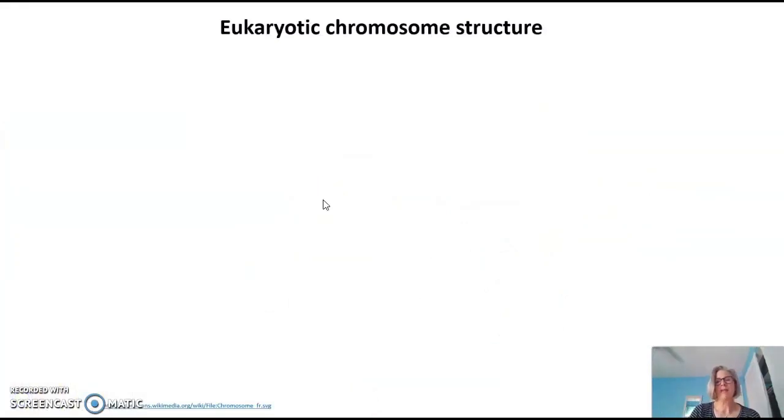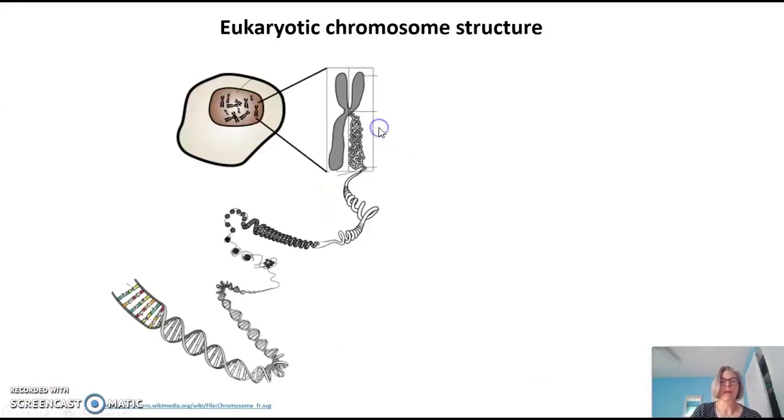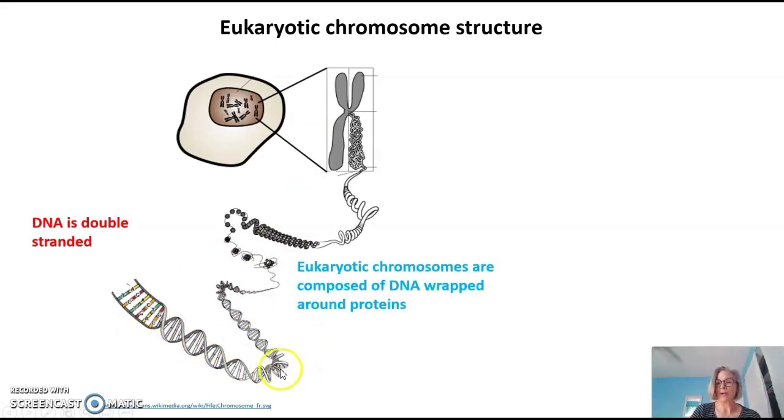Hi everyone, tonight's video is on eukaryotic chromosome structure and how it changes through the cell cycle. So here we have a picture of our DNA, and you recognize DNA as being double-stranded and in this double helix form. Chromosomes, eukaryotic chromosomes, are actually composed of DNA wrapped around proteins, and they wrap and wrap and wrap around more protein structures until they fold up into the structure that you are used to seeing as a chromosome.